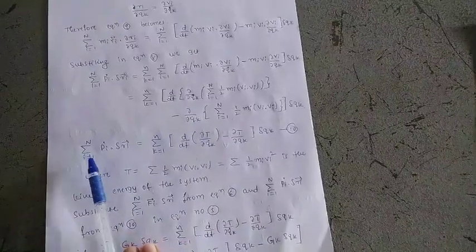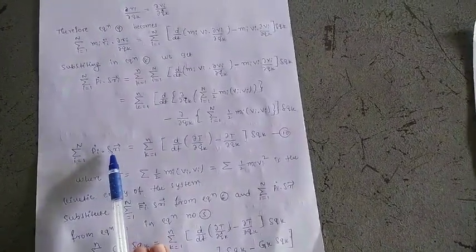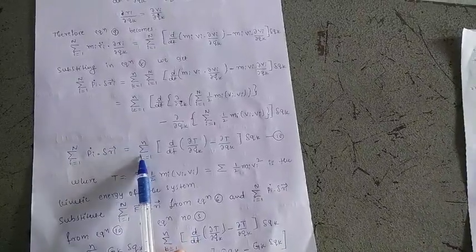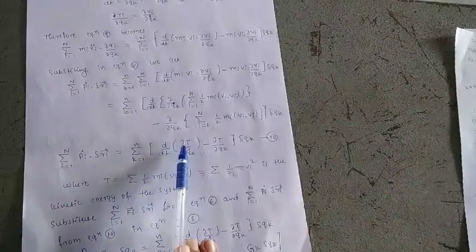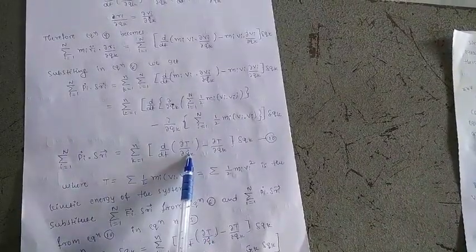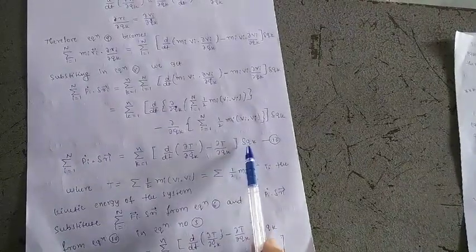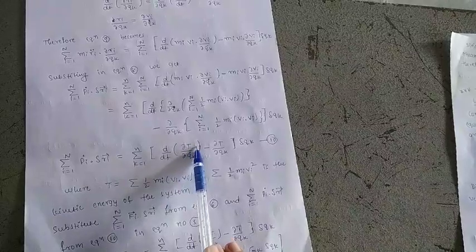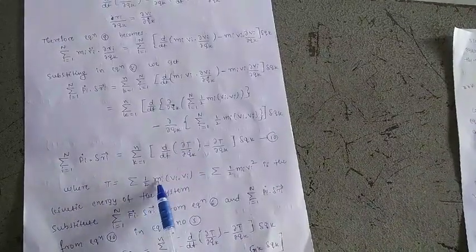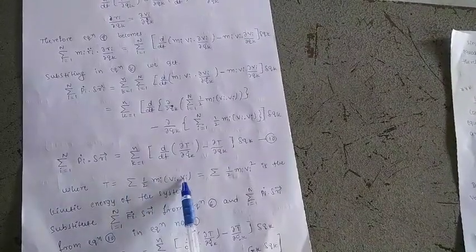Now summation i = 1 to n of Pi dot into delta ri is equal to summation k = 1 to n of bracket d by dt of ∂T/∂qk dot minus ∂T/∂qk, into delta qk. Take this as equation number 10. Here capital T means summation of half mi Vi dot Vi, that is half mv square, the kinetic energy of the system.